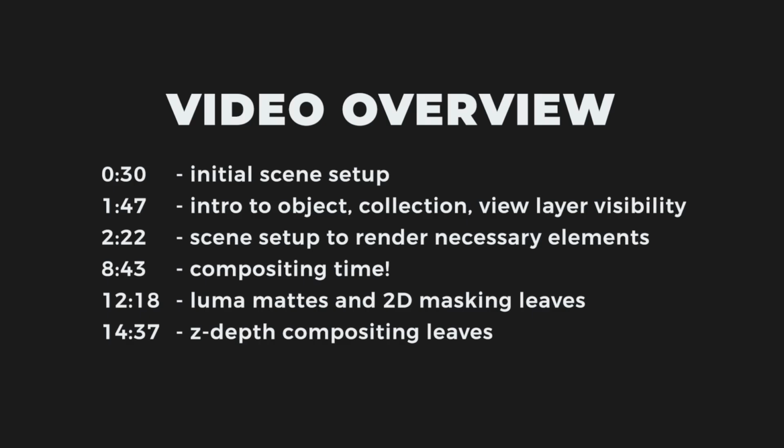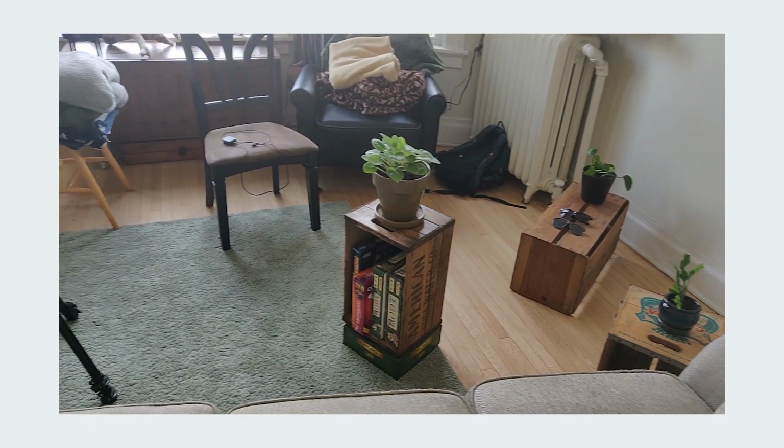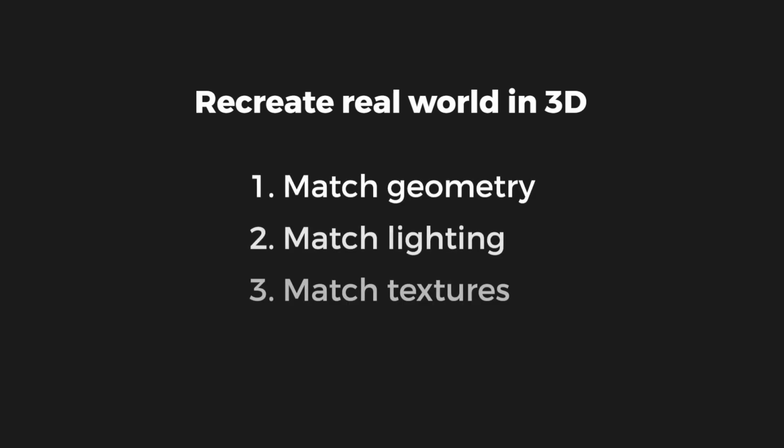Let's begin. Here's an overview of this video and what we'll cover. First, the obvious steps. Film your footage and solve your 3D camera. There are plenty of tutorials on how to do this. Now it's time to recreate our real-world scene in 3D. This means matching the geometry, lighting, and textures.